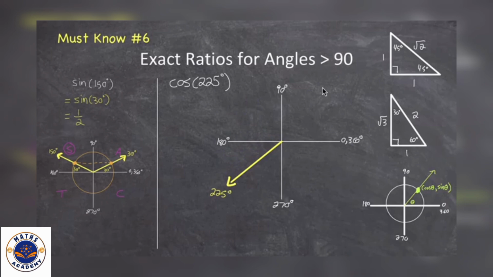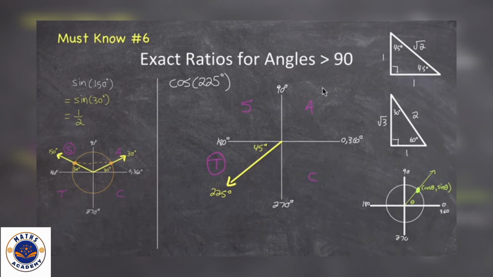And the reference angle, which is the angle between the terminal arm and the closest x-axis, so the angle between 225 and 180, is 45 degrees. And don't forget, based on CAST rule, in this quadrant, only tan ratios are positive, which means any cosine ratio of an angle in that quadrant will have to be negative.